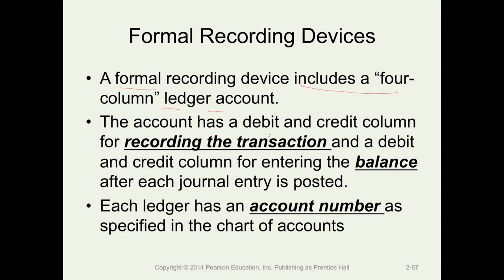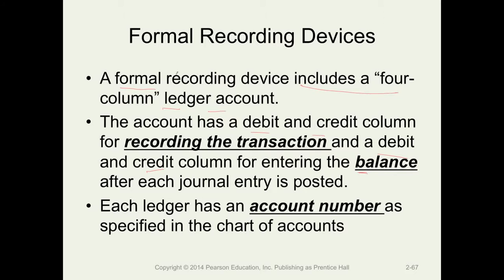The 4-column ledger has the first 2 columns, the debit and credit columns, that are used to record each transaction. And then the balance could have either a debit or a credit column, and that's the other 2. So those are your 4 columns. And of course, there is a balance taken after each transaction is posted.